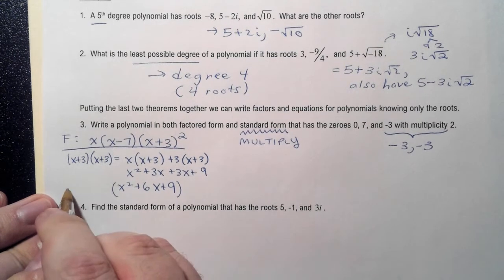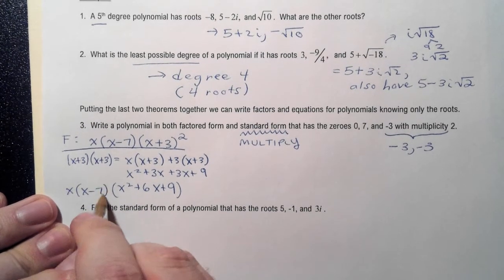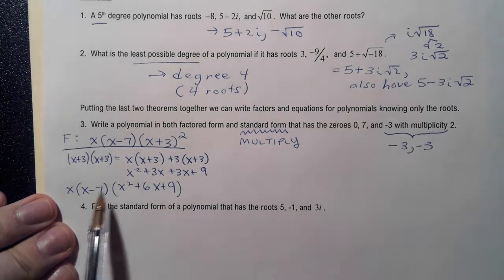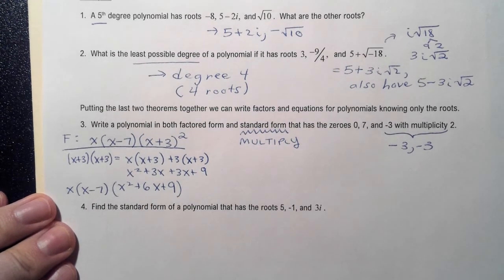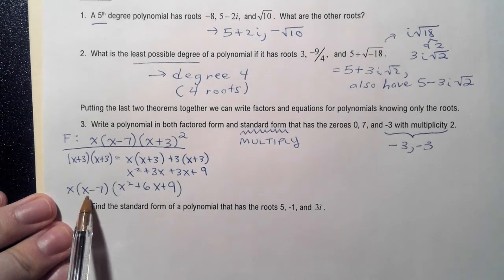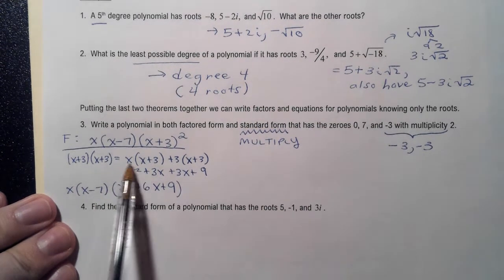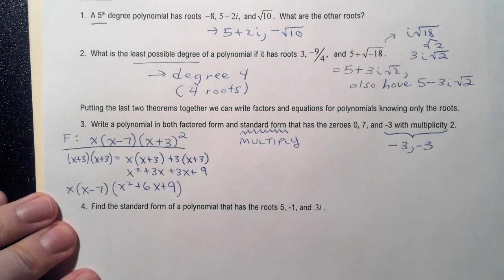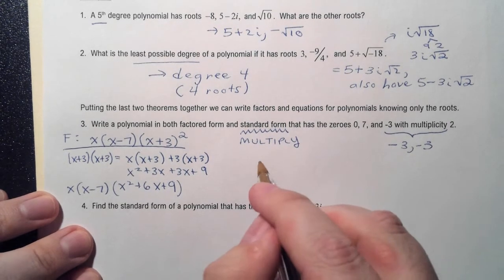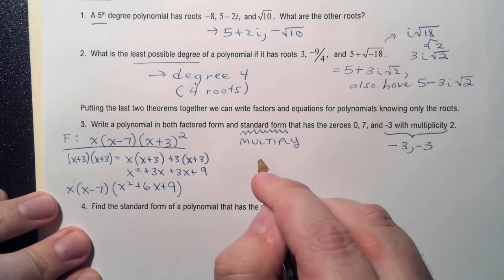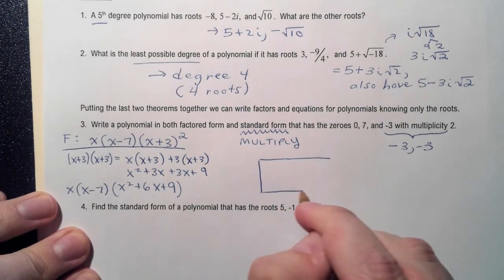So now I take that with the other factors I have. I need to multiply x minus 7 with this trinomial. To multiply a trinomial and a binomial, I can either do something like what I just did, splitting up and distributing, or I can make a little 2 by 3 box to keep things nice and orderly.